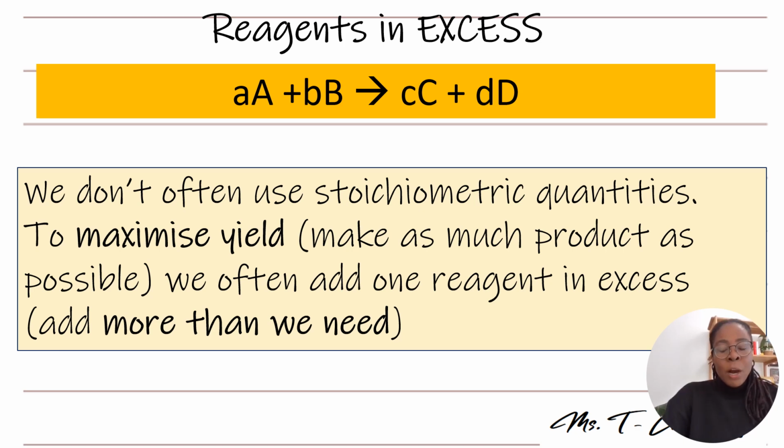Now, often when we are performing chemical reactions in real life, in the lab, in industry, we don't often use stoichiometric quantities. So we don't use exactly the right number of moles as we want to maximize the yield. To make as much product as possible, we'll usually add one of the reagents in excess, so add more than we need to make sure that we get as much product as possible. And so in this video, we'll be looking at calculating which substance is in excess, which is the limiting reagent, so the one we don't have enough of, and therefore how much product can we make.